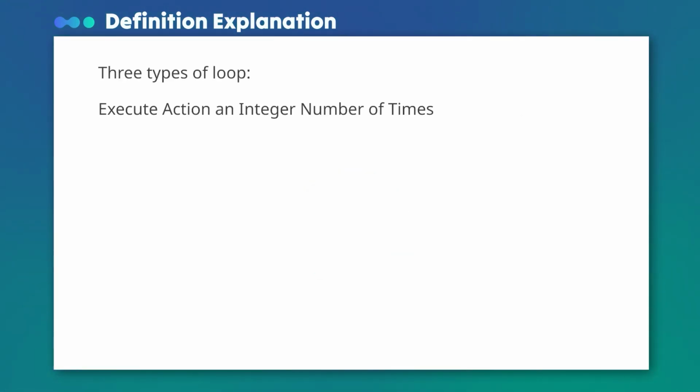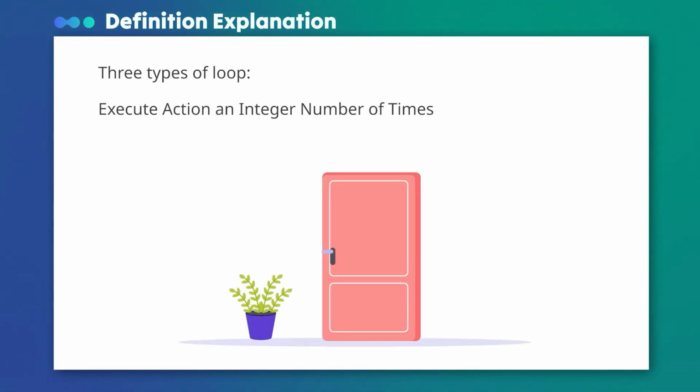The first one, execute action an integer number of times. We use an integer variable to set the times and execute an action repeatedly. It's the most commonly used loop in CliCli. For example, if we set the NPC to knock on the door 3 times, then the action of knock will repeat 3 times and stop automatically.